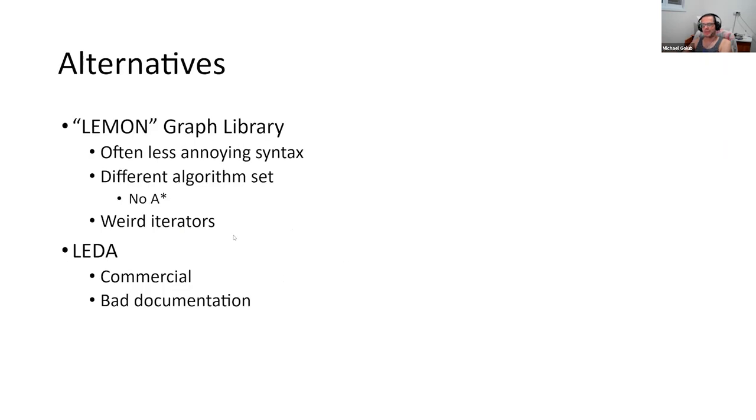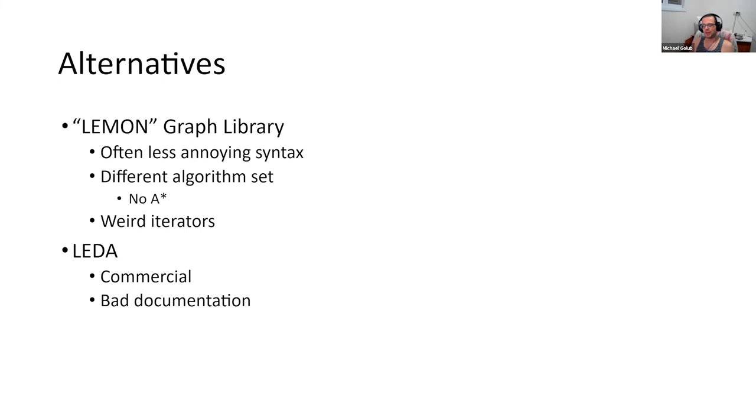Okay, let's talk about alternatives. There is a library called Lemon. Sometimes the syntax is less annoying. The algorithm set is smaller. There is no A star, for example. The iterators there are super weird. It's not that you dereference the iterator to get the value. It is implicitly castable to value, because it makes it look much better, but it is super weird to read.